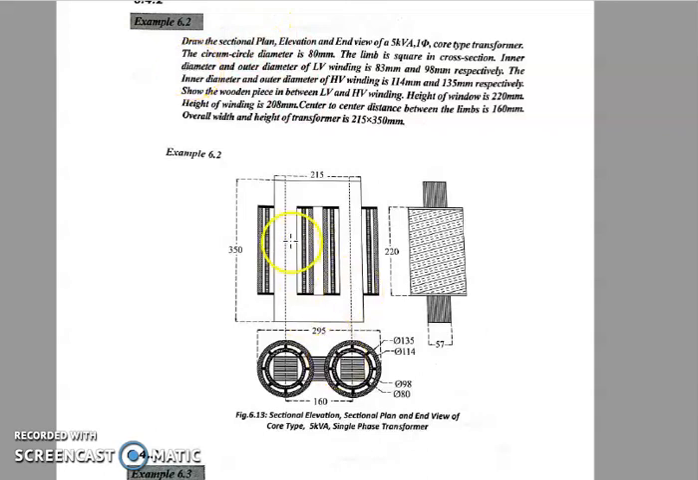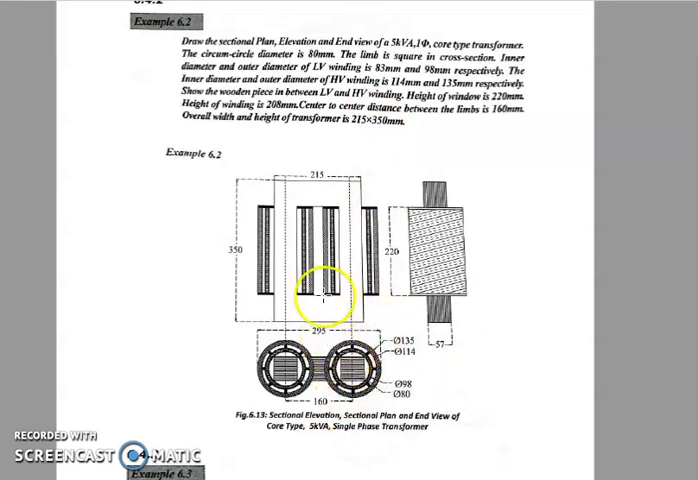So this is nothing but the height of your transformer. That is nothing but 350. Then all the details are given here. First you have to understand which are those details. See here, height of the window, this is nothing but 220. Height of the winding they have given. Window height is more compared to that of winding, because the left out part is your wooden piece, kept for insulation. Then the center to center distance between the limbs is 160. Overall transformer width they have also given, 215 and 350.